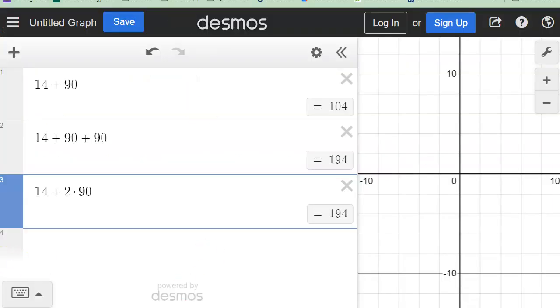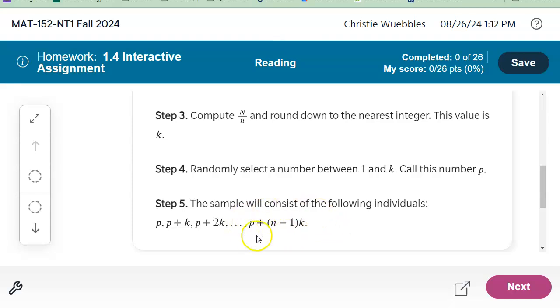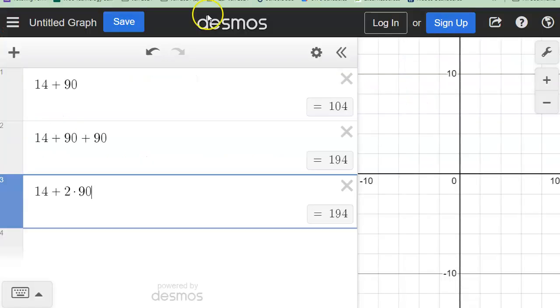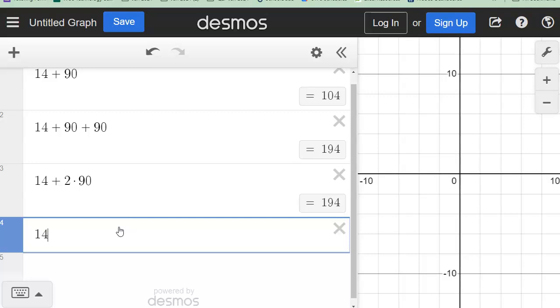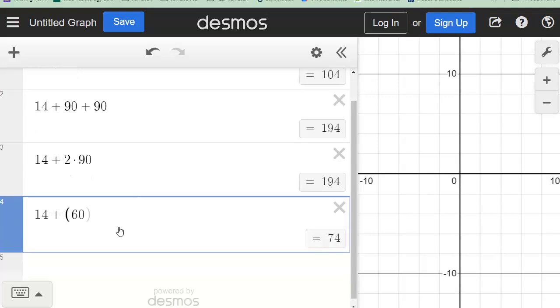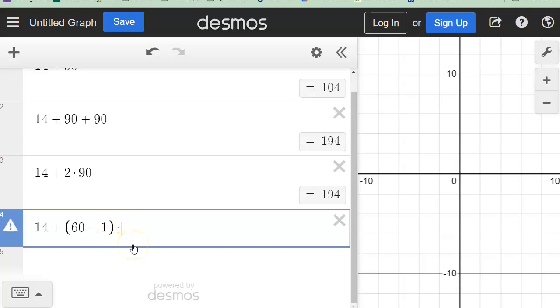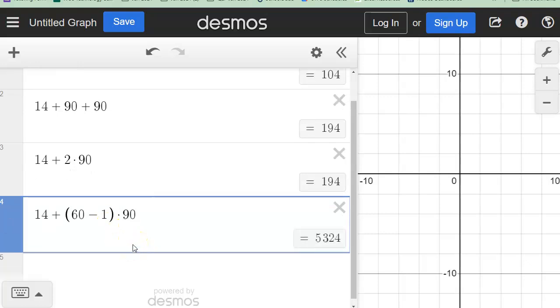The last one that I'll select, sorry, wrong screen. The last one I'm going to select is the person with this number, P plus the quantity n minus 1 times K. So I need to now grab that additional value, lowercase n, or this sample size here of 60. So I'm going to write P plus, and then in parentheses, that sample size 60 minus 1 times, outside of the parentheses, 90. Remember, 90 was what we calculated K to be.